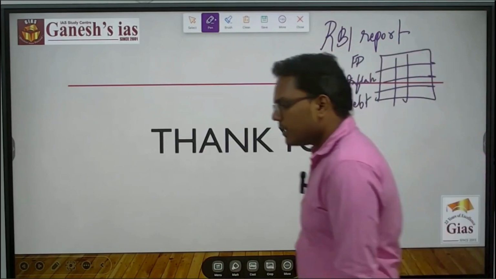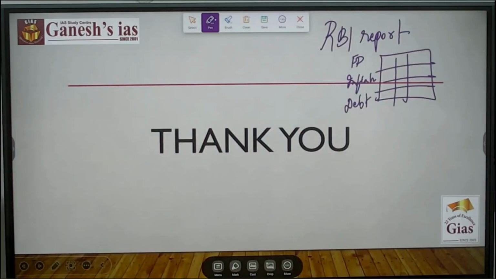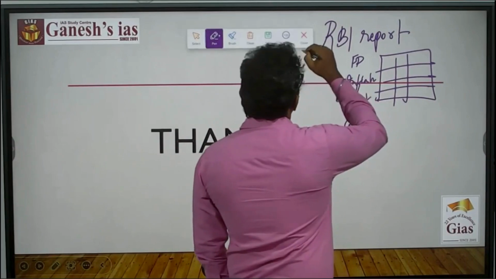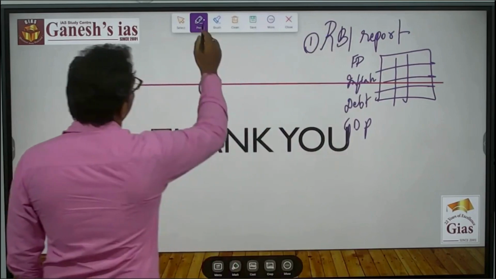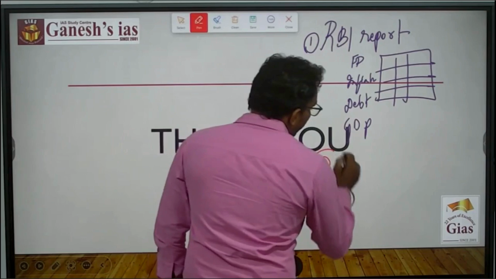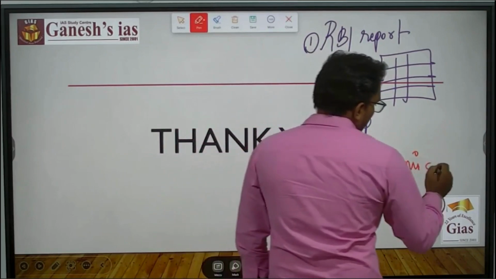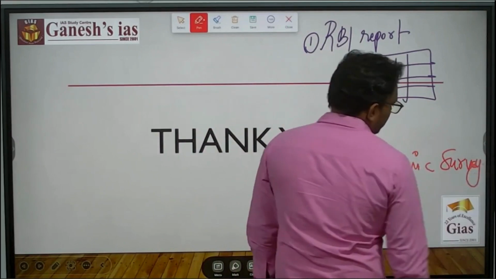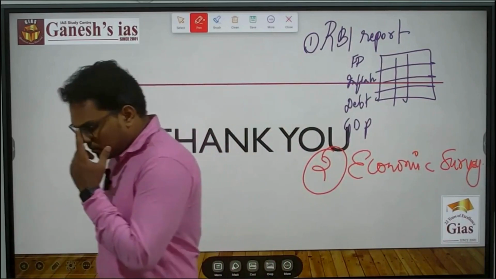All these parameters, and GDP, you'll have at least 4 or 5 years data for all of this. So you need to know that. And then second is your economic survey.